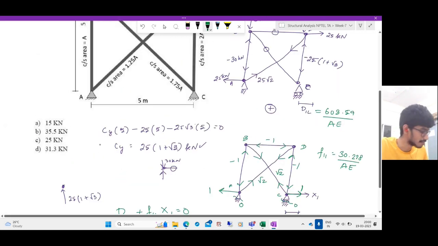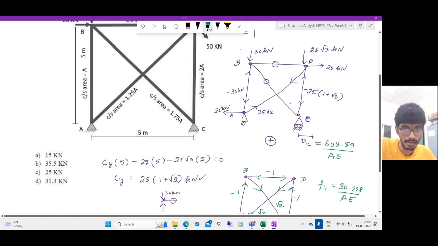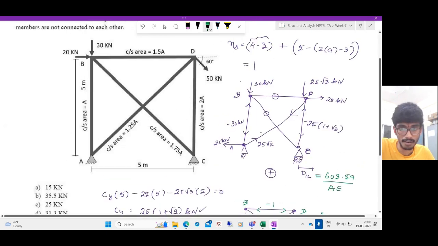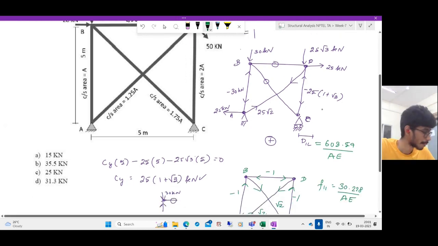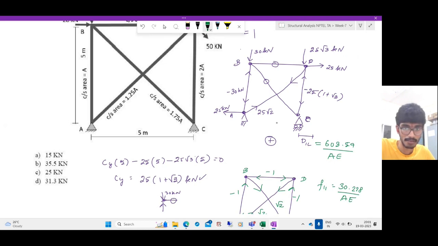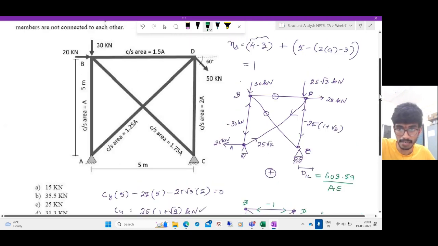But let me check. So this is √2, √2, -1, -1, -1. Fine. Here something is going on. Check. So here is 25 acting at this joint.